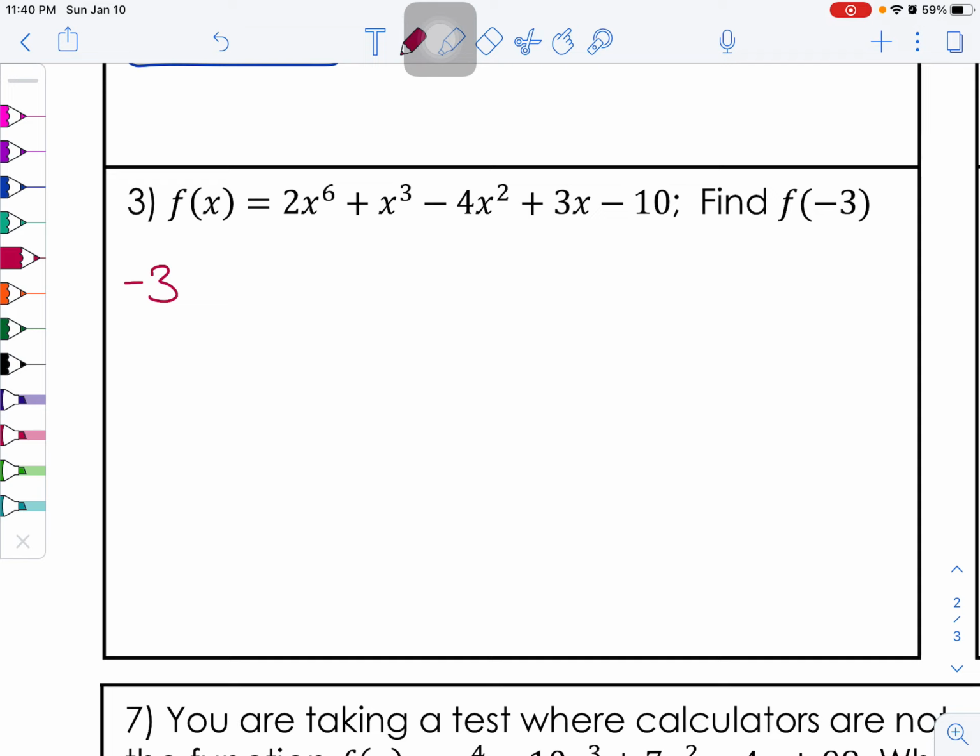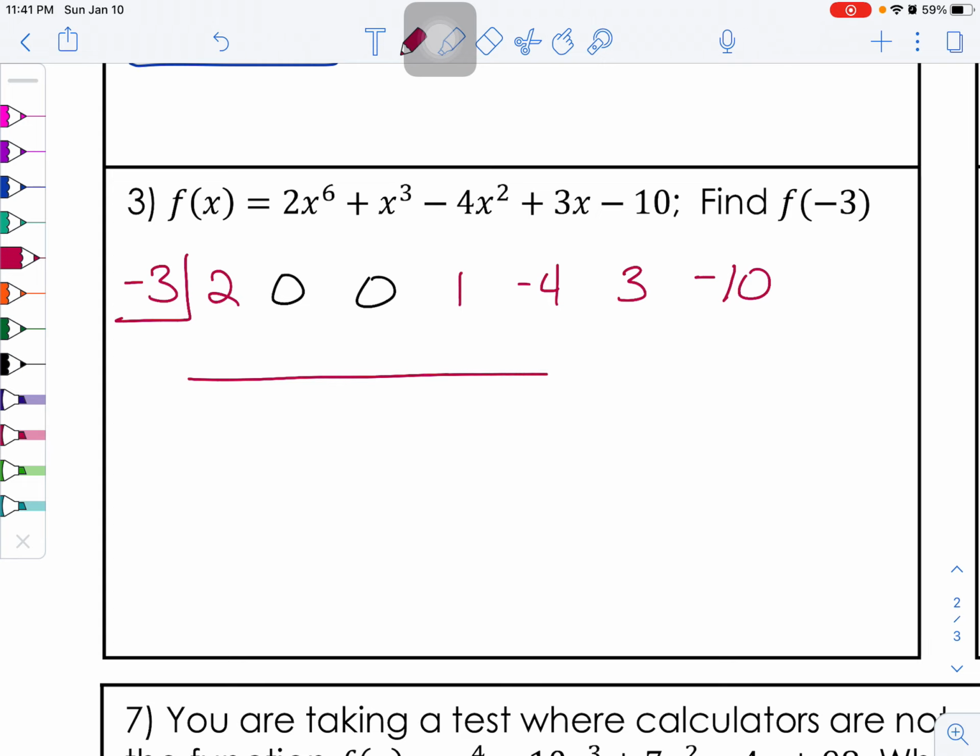Problem number 3, the first part, I've got an x value of negative 3. And I am going to need a whole bunch of placeholders here. All right, x to the 6th, the coefficient is 2. X to the 5th, placeholder. X to the 4th, placeholder. X to the 3rd, 1. X squared has a coefficient of negative 4. X has a coefficient of 3, and my constant is negative 10.